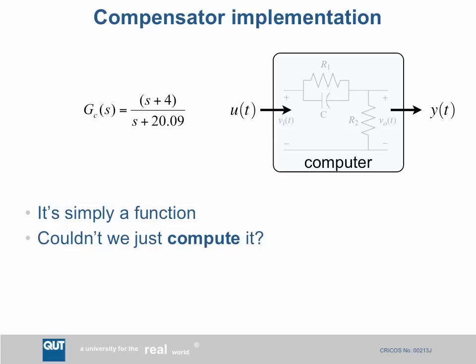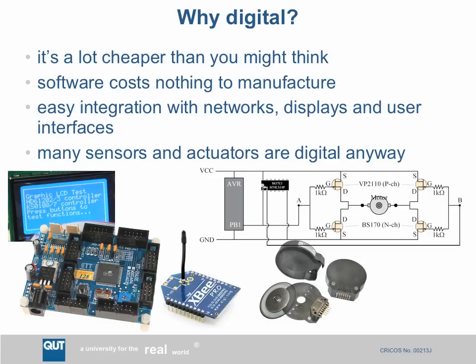The other question that we talked a bit about in the last lecture was, why digital? Well, some of the answers that we discussed last time was, it's a lot cheaper than you might think. A small microcontroller costs perhaps 20 cents in quantity. Software essentially costs nothing to manufacture. It costs a lot to write, it costs a lot to write and get it correct. But once it is written, then it costs almost nothing to manufacture.